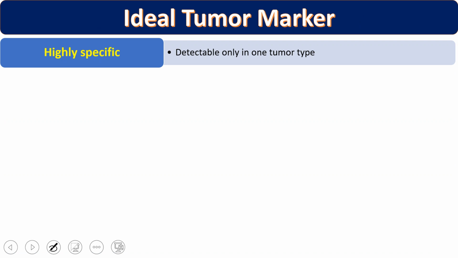Because we are going to use tumor markers for different purposes, we should understand the characteristic features of an ideal tumor marker. First, it should be highly specific, meaning it is detectable only in one type of tumor. An ideal tumor marker should give you information about a specific tumor, so every specific tumor should have a specific tumor marker.